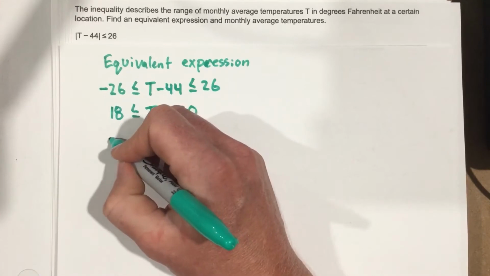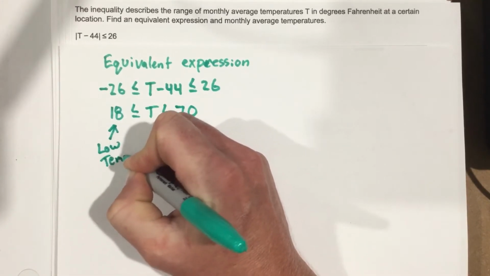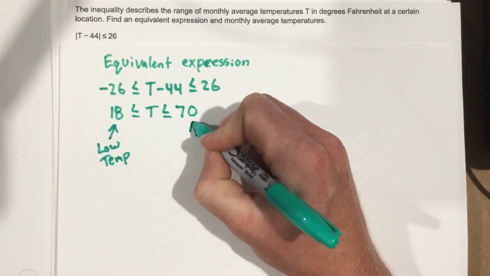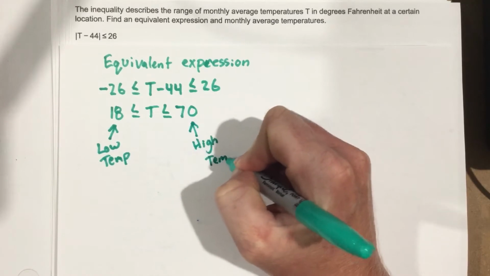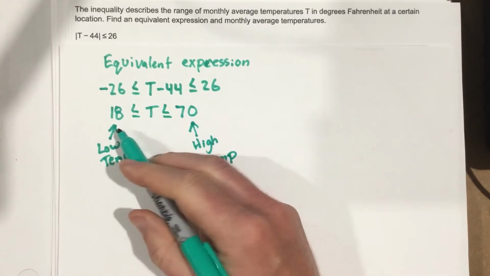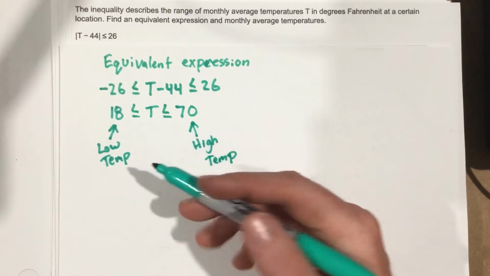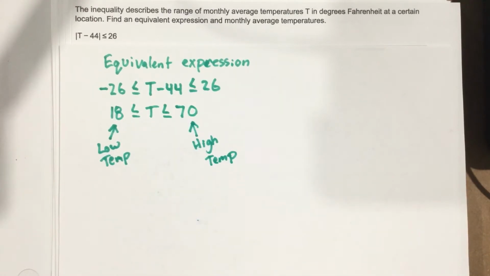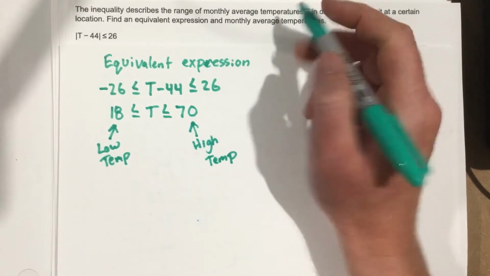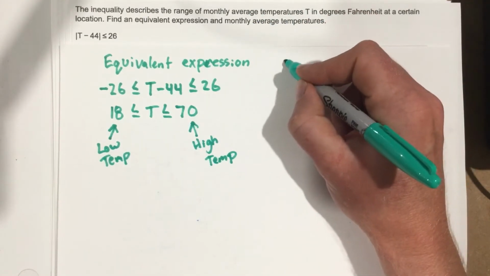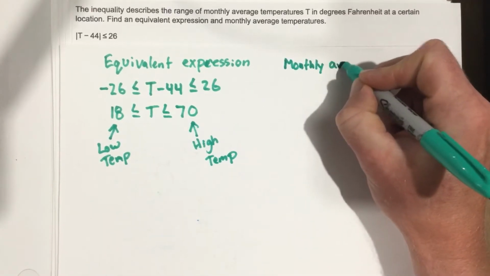This is essentially telling you that this is the low temperature of the month, and this is the high temp of the month. So you've got the low temp here and the high temp here. And that's an equivalent expression basically describing your temperatures for the month. But now it asks you for the monthly average temperatures.